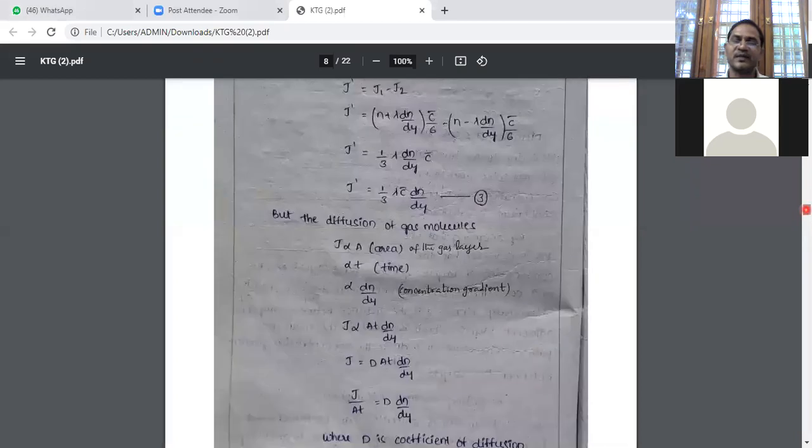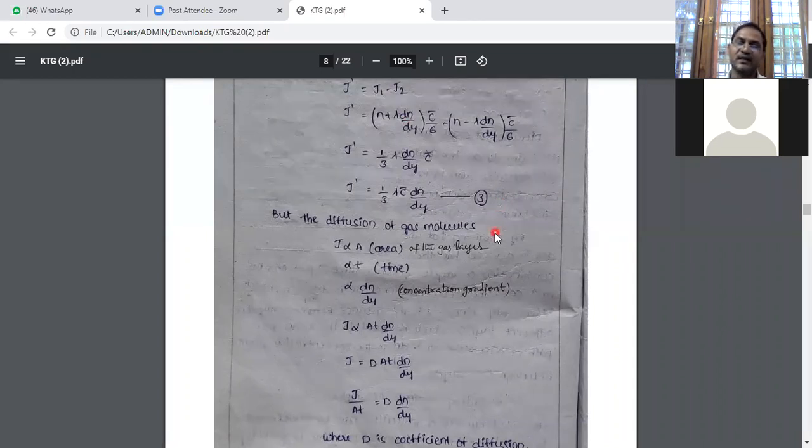Substituting the values of J1 and J2: n plus lambda dn by dy C bar by 6, minus n minus lambda dn by dy C bar by 6. So J dash is equal to, the first term n C bar by 6 and the first term here, minus n C bar by 6, get cancelled. Then the second term: C bar by 6 lambda dn by dy, minus into minus gives plus, so here also lambda dn by dy C bar by 6. We get 1/3 lambda dn by dy C bar, that is 1/3 lambda C bar dn by dy. Say this is equation 3.